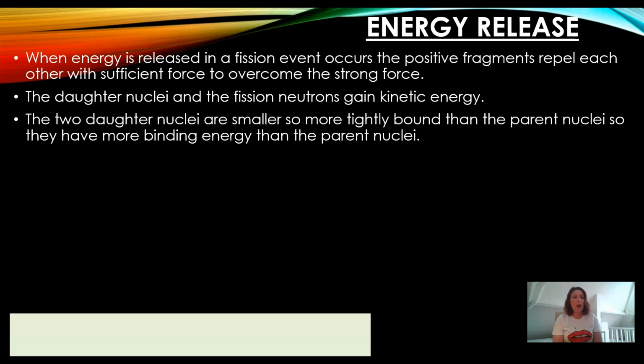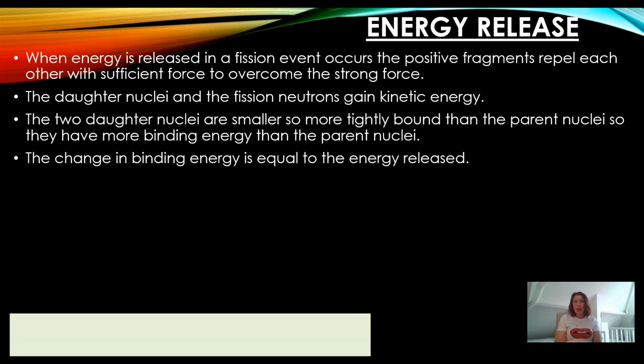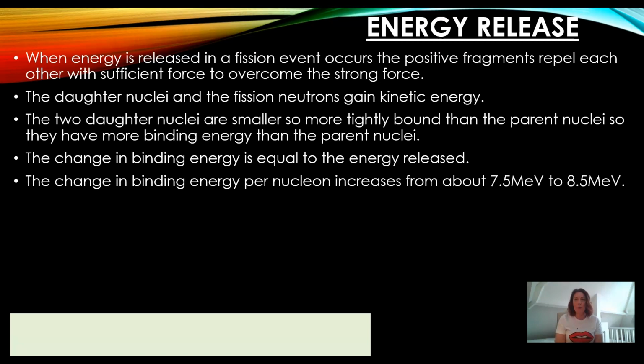The 2 daughter nuclei are smaller, they're more tightly bound than the parent nucleus, so they have more binding energy per nucleon than the parent. And the change in the binding energy is equal to the energy released, and that's due to a change in mass, as we've talked about before. So the binding energy per nucleon increases from about 7.5 mega electron volts to 8.5 mega electron volts. So remember, binding energy is the energy you need to put in to separate the nucleons from a nucleus. So what you're doing is you're releasing about 1 mega electron volt.